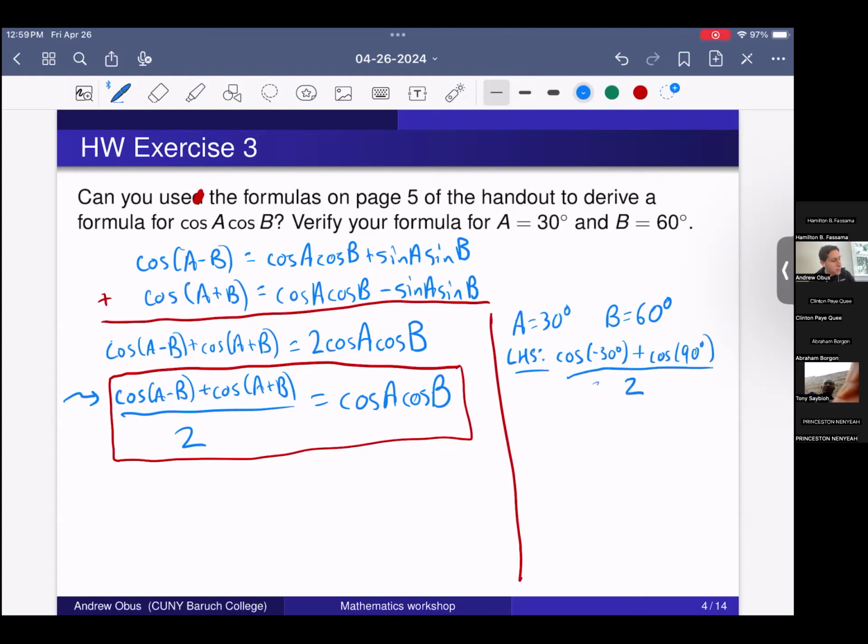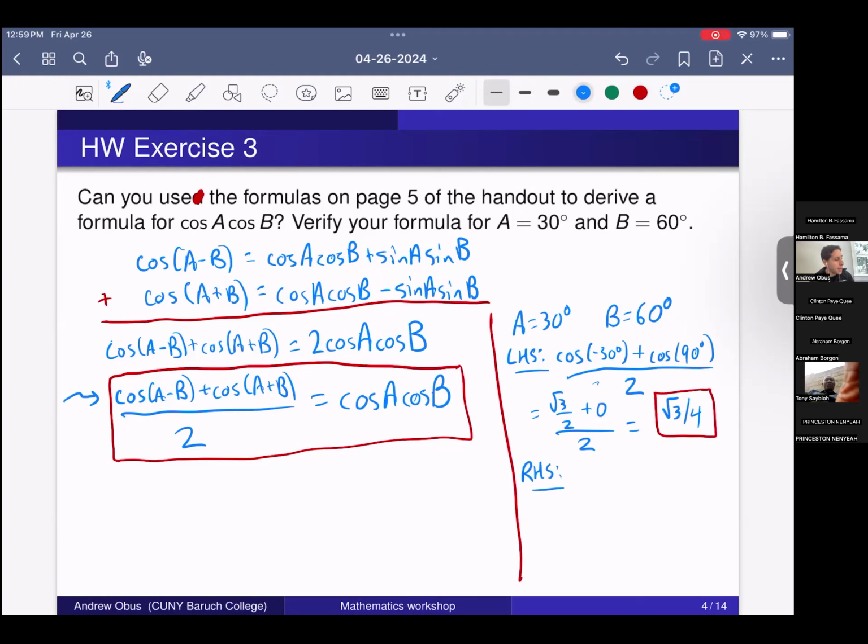Now, cosine, remember, is an even function. So cosine of minus 30 is the same as cosine of 30, right? It's the reference angle. So cosine of 30 is square root of 3 over 2. Cosine of 90 degrees is 0. And then we divide that by 2. And so this becomes square root of 3 over 4.